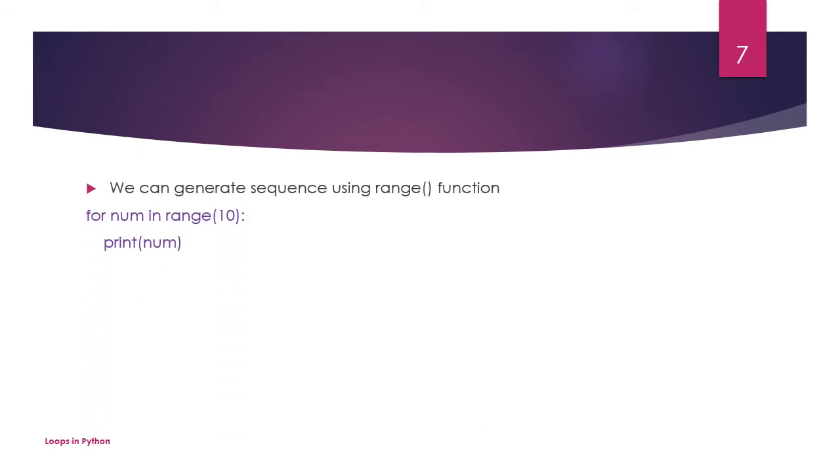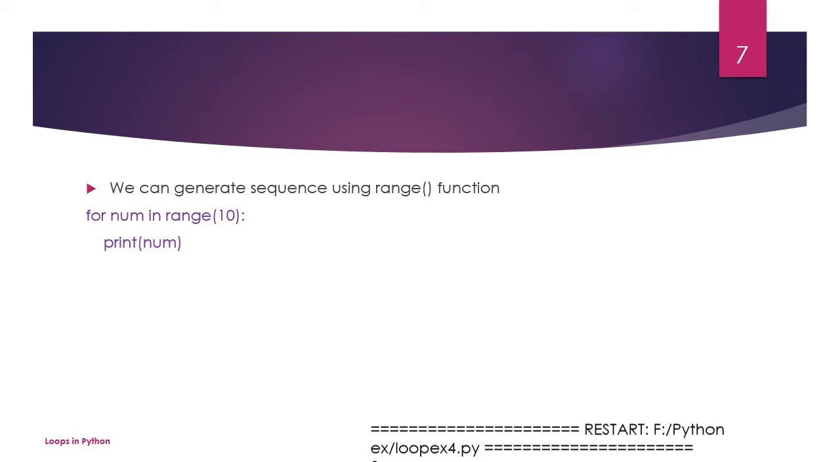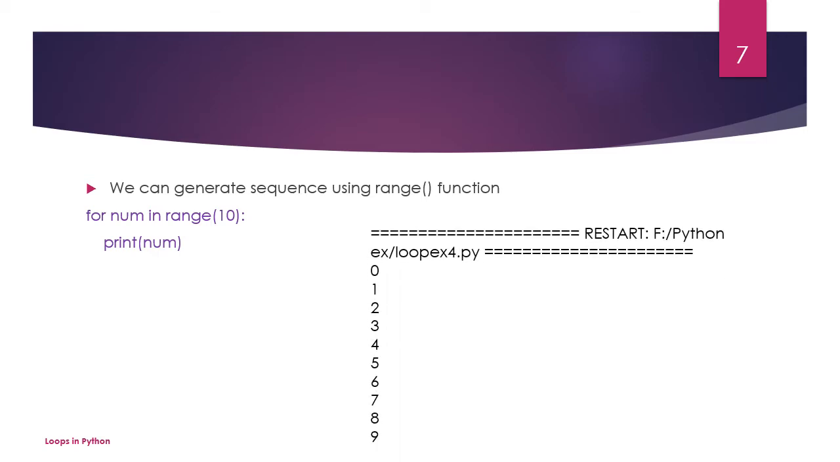We can generate a sequence using range function. For num in range of 10, print num. This will display the elements in range 0 till 10. 10 will be excluded. So the elements 0, 1, 2, 3, 4 up to 9 are displayed. Here also num is the iterating variable and this variable is iterating in the number sequence in the range 0 to 10. 10 is excluded and whatever values are assigned to this iterating variable are printed in the next statement.